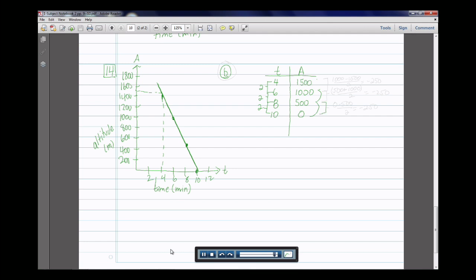And then you can check your first differences to make sure it makes sense. So you get minus 250 here, and you get 500 minus 1,000 over 2, it's minus 250 here, and your guess of 1,500, then you do 1,000 minus 1,500 over 2, and that's also going to be minus 250, so you know that you have the right answer, and again that answer is B.